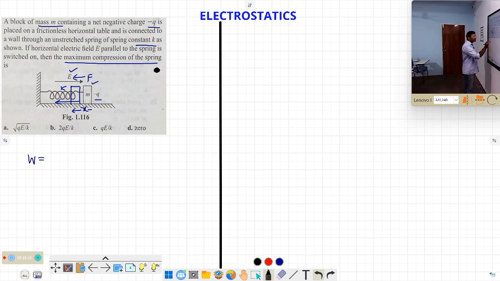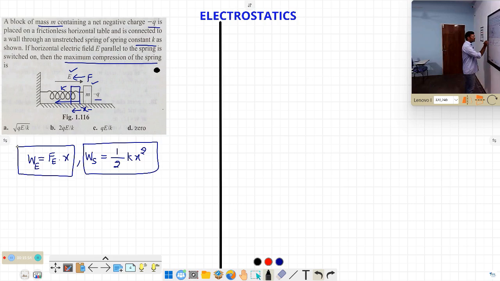Work done is equal to the electrostatic force times the displacement. Now this work makes the spring compress, so it will be stored in the form of energy in the spring. Clear? This electrostatic work will be stored as spring energy. What is spring energy? Whenever the spring is compressed through a certain distance, the energy stored in the spring is equal to half kx squared. Electrostatic work is equal to F times x. So the total work done by the electric field will be stored as spring energy.